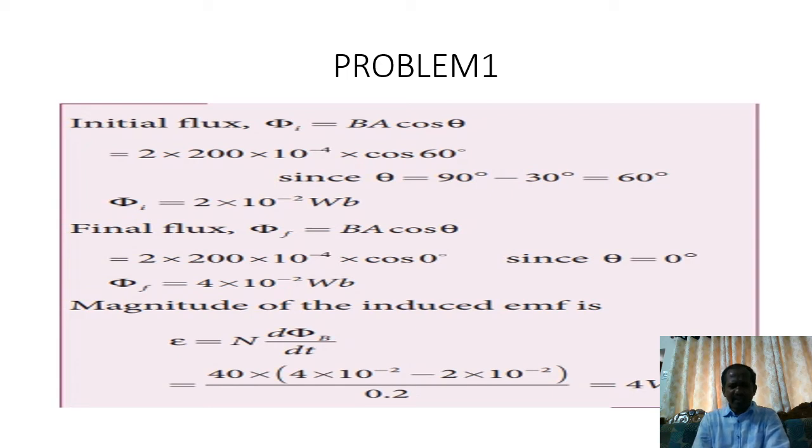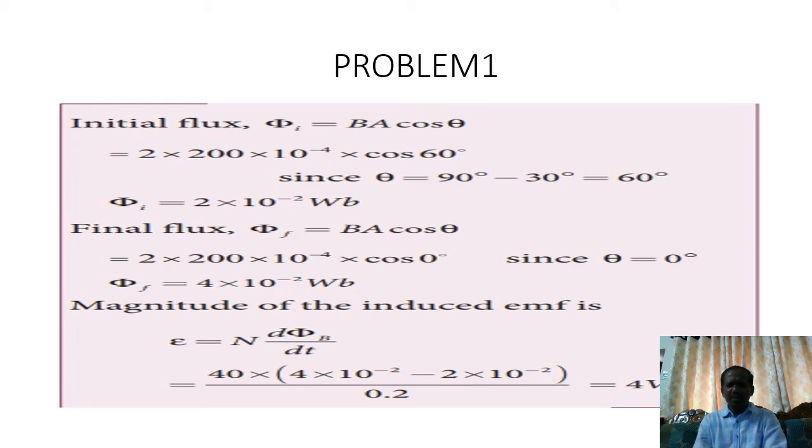What we calculated here is the initial flux phi. What is the value of flux? 2 into 10 to the power minus 2. The final flux phi is equal to BA cos theta. With theta equal to 0 degrees, phi is equal to 4 into 10 to the power minus 2 Webers.